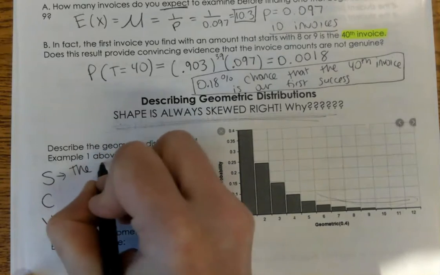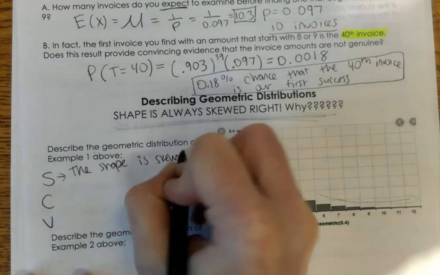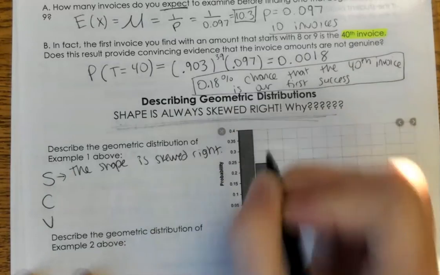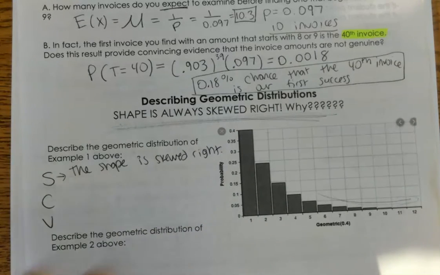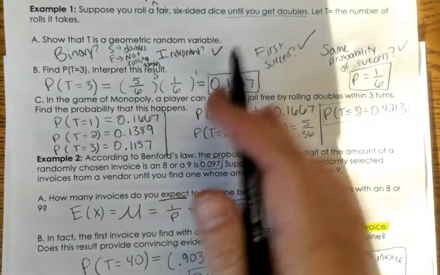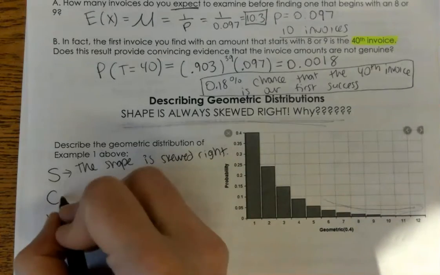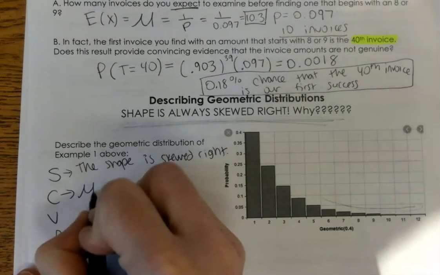So we would say the shape is skewed right. Obviously, I would like you to add context that this was an actual AP exam question, but I just didn't give you enough room here. But you could say the shape of the probability distribution of rolling doubles, or the geometric probability distribution, is skewed right.